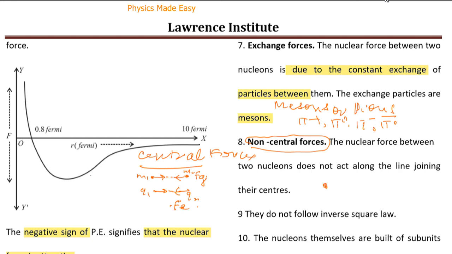For example, I may have one nucleon here and another nucleon here. Suppose this is neutron and this is proton. Forces may be like this, if this is their spin, because forces do depend on spin. The non-central part of the nuclear forces is due to spin dependence of the forces. And next is, they do not follow inverse square law.